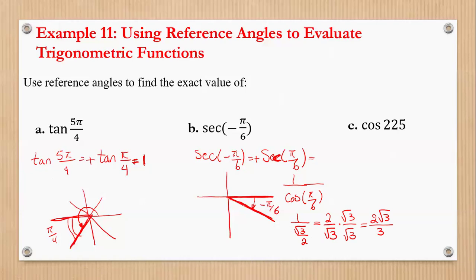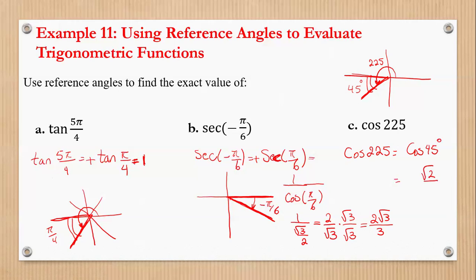In the next example, we want to find the cosine of 225. 225 is an angle in the third quadrant. I need to find the reference angle, which is the angle between the terminal side and the x-axis, this angle. Since 225 is 45 degrees more than 180, the reference angle is 45 degrees, which means the cosine of 225 must be the same as the cosine of 45 degrees. And I know that the cosine of 45 is root 2 over 2.